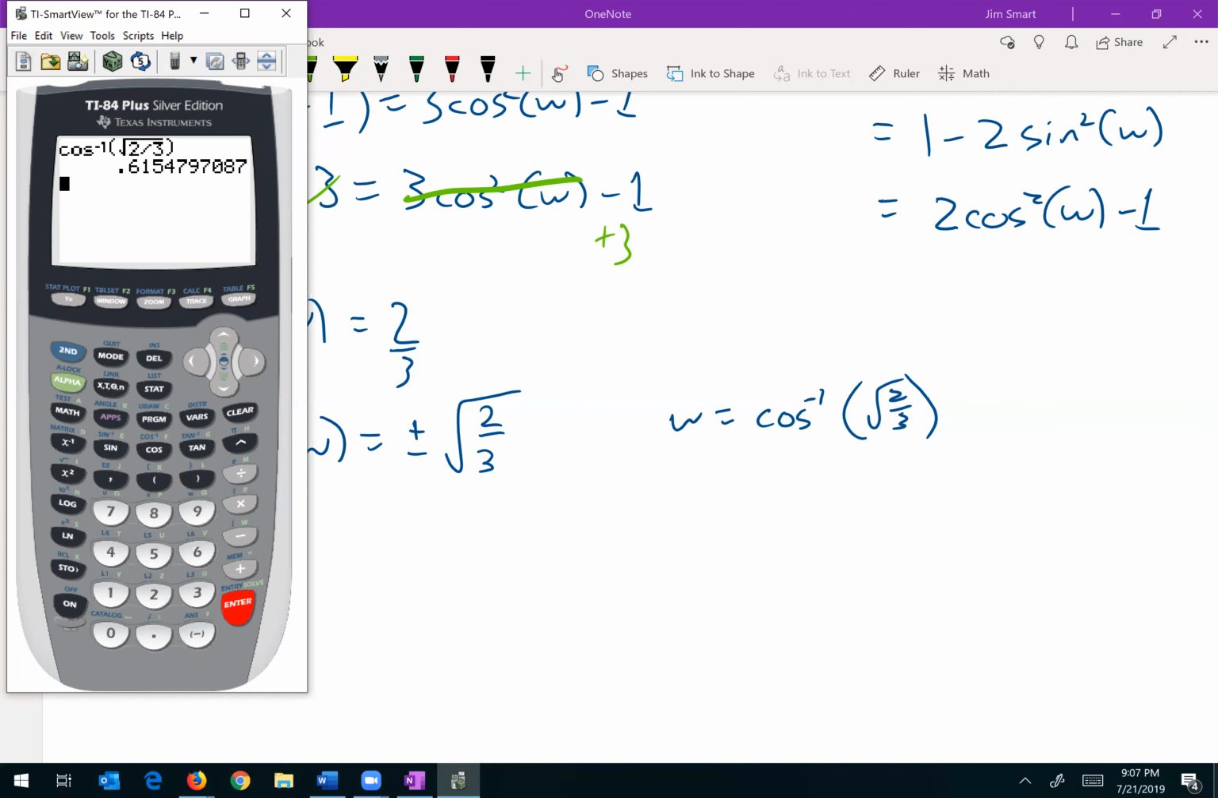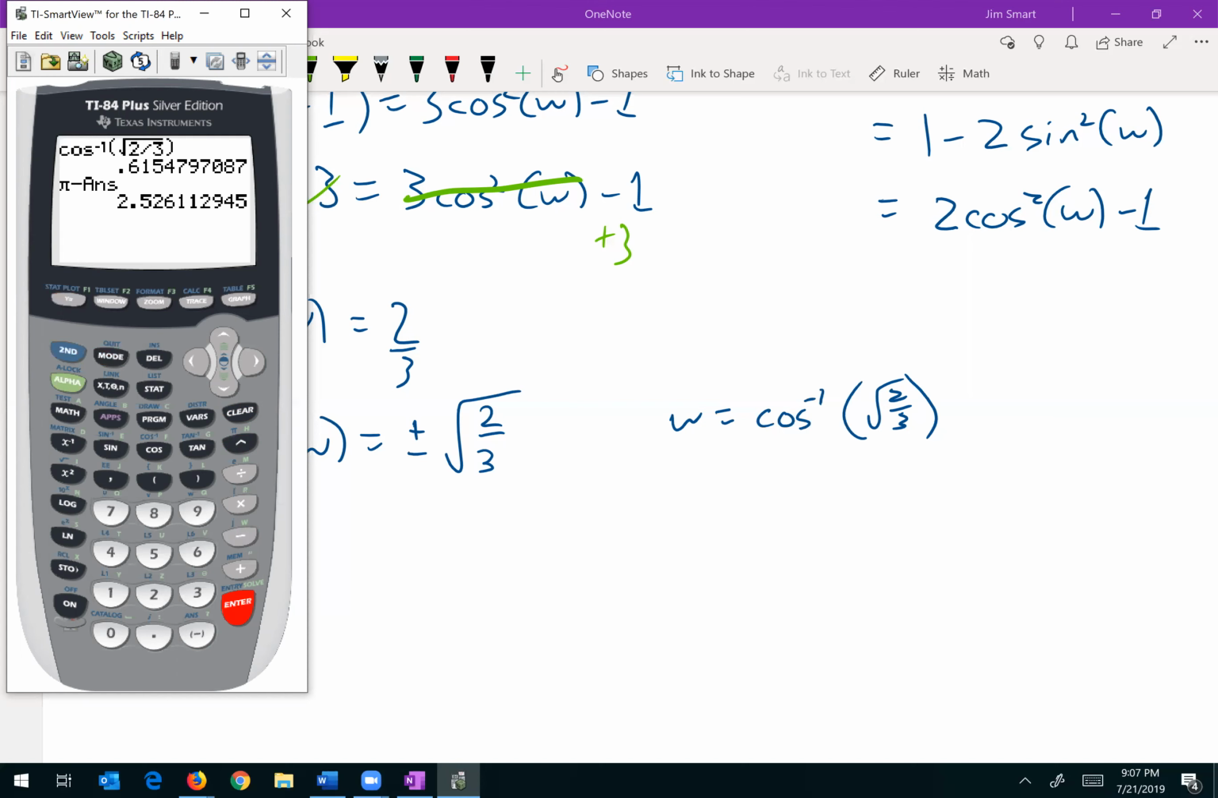And then for my second quadrant angle, I'd subtract that from pi. So I do pi minus that answer. I keep hitting the wrong buttons on my calculator here. Let me try one more time. Pi minus. There we go. So that's my second quadrant angle.